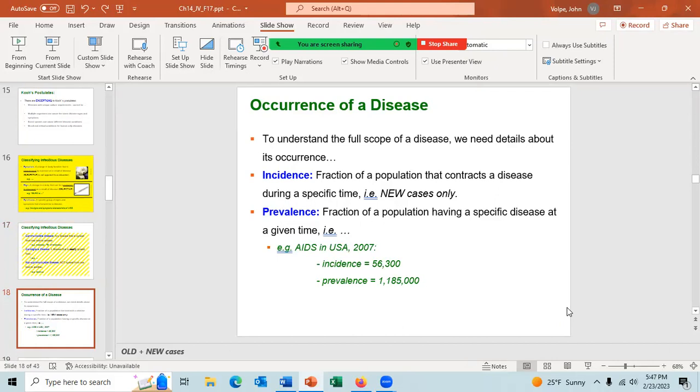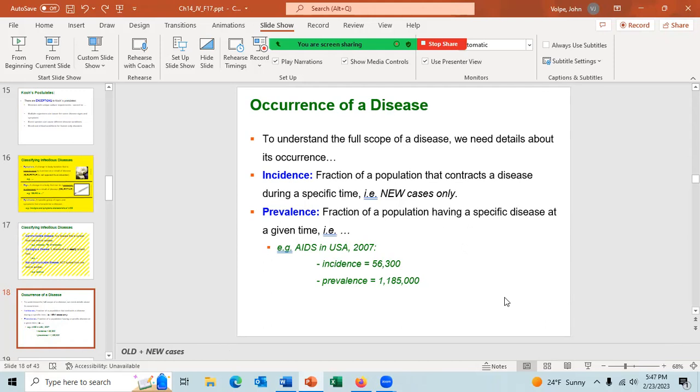All right, let's talk about the occurrence of a disease. To understand the full scope of a disease, we need details about its occurrence, its incidence, and its prevalence. The incidence is the fraction of a population that contracts a disease during a specific time. So the incidence is talking about the new cases only. And usually when we're talking about something like the flu, we're talking about new cases. The prevalence, on the other hand, is the fraction of a population having a specific disease at a given time. The prevalence is both the new cases and the old cases.